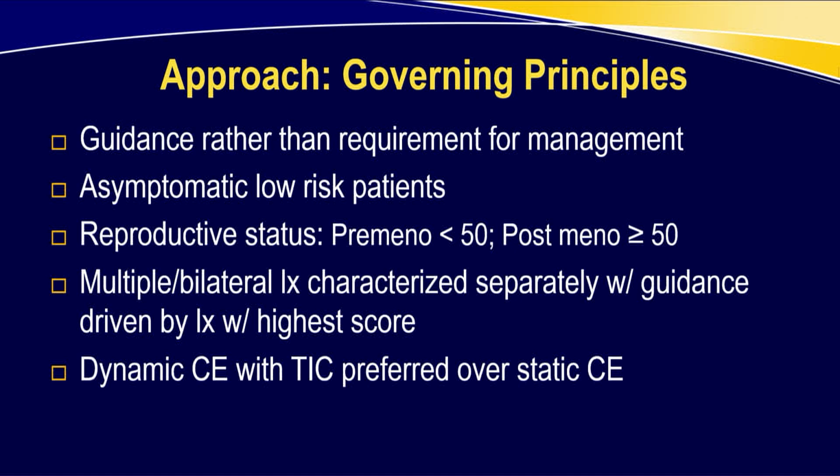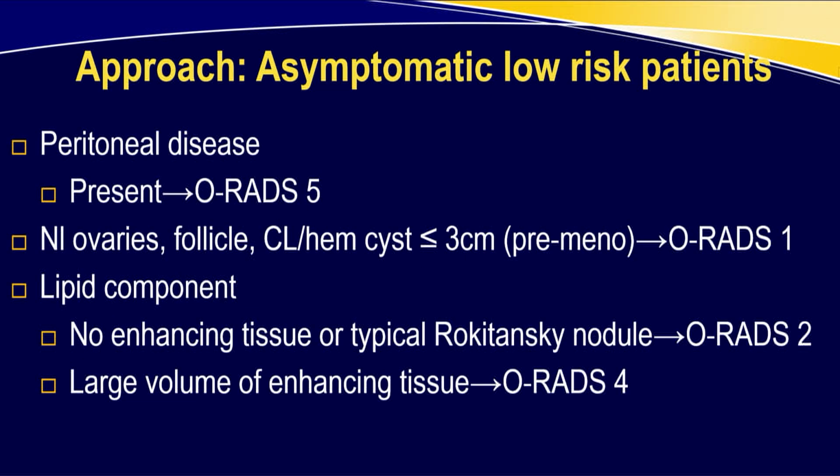And if the patient has multiple and/or bilateral lesions, you characterize them separately with guidance driven by the lesion with the highest score. And certainly, like I hope I've emphasized, dynamic contrast enhancement with time intensity curves is preferred over static contrast enhanced imaging. If a patient has peritoneal disease, we know that's going to be a metastatic disease and it's going to be a malignant process. That's an O-RADS 5.